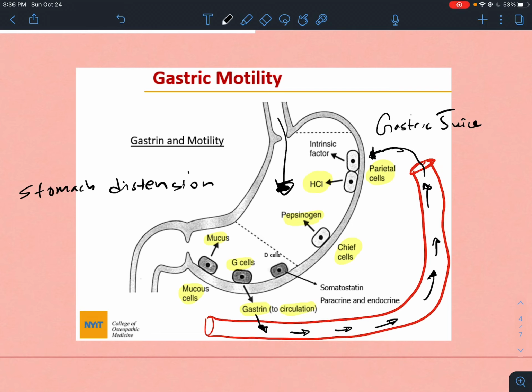Another factor that could cause this is an increase in the pH of the stomach. We want the pH of the stomach to be low. So if the stomach pH goes up, the G cells can respond to make gastrin, which would feed back towards those parietal cells and those chief cells and tell them to make more of that gastric juice to bring that pH back down.